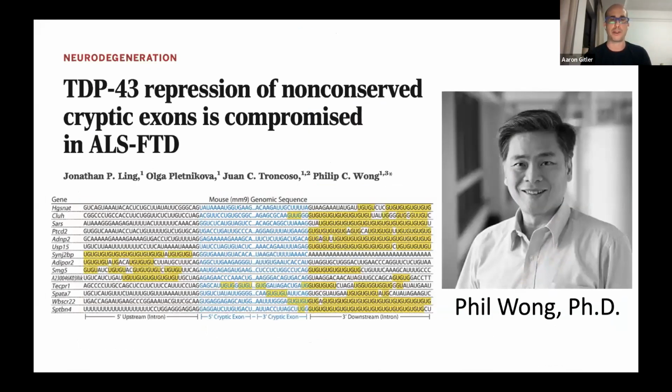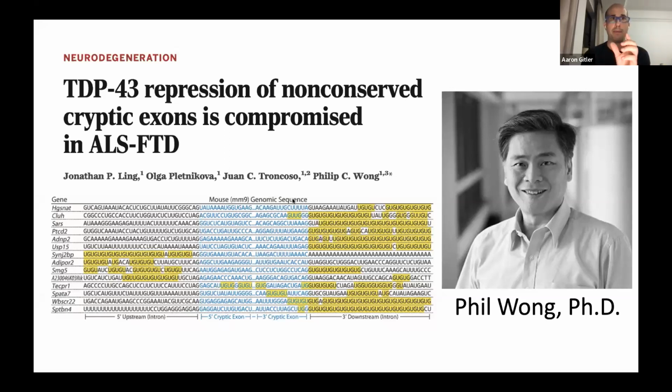And in a breakthrough paper in 2015, Dr. Phil Wong from Johns Hopkins University discovered that a major function of TDP-43 is to act as a repressor of so-called cryptic exons. These are sequences in introns that are normally kept out of the mature messenger RNA, and TDP-43 functions to do that. It sits down on these yellow UG-rich motifs and represses the inclusion of these cryptic exons. And when you lose TDP-43 from the nucleus, it can no longer repress these cryptic exons, and now they creep into the mature messenger RNAs, and they can cause problems, you imagine, for several reasons. They might disrupt the reading frame. They could cause the RNA to become unstable and become degraded.